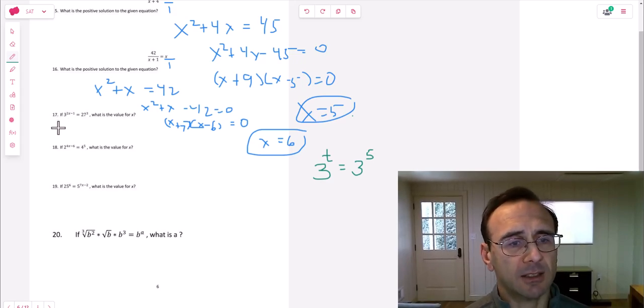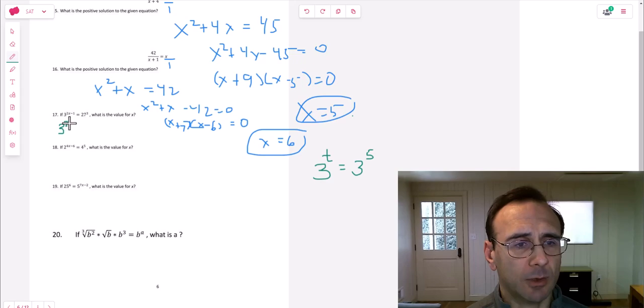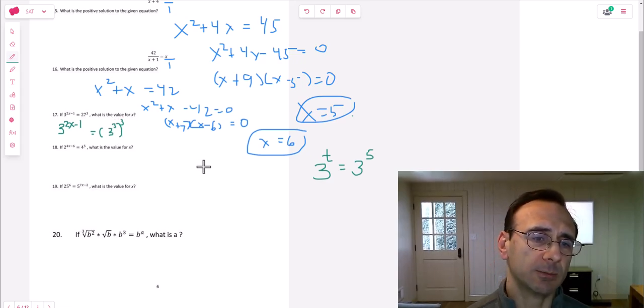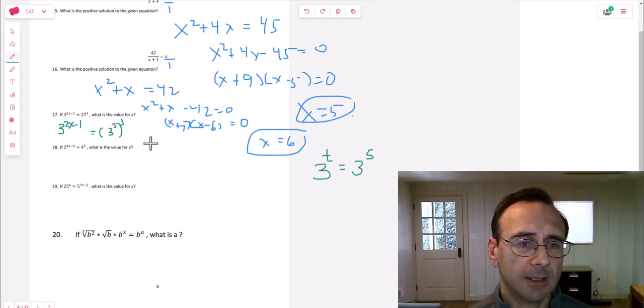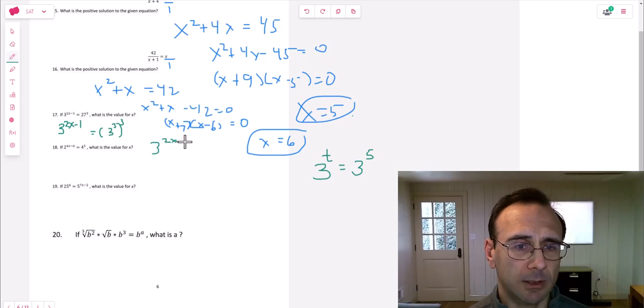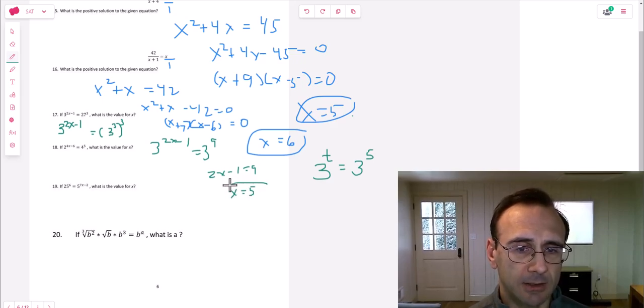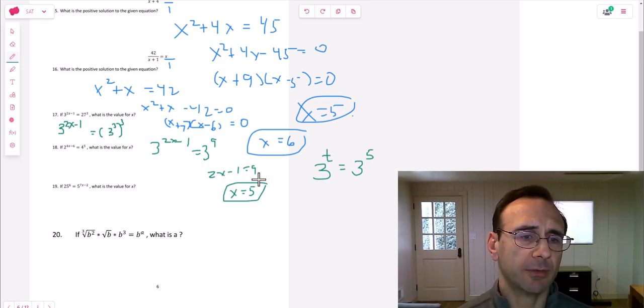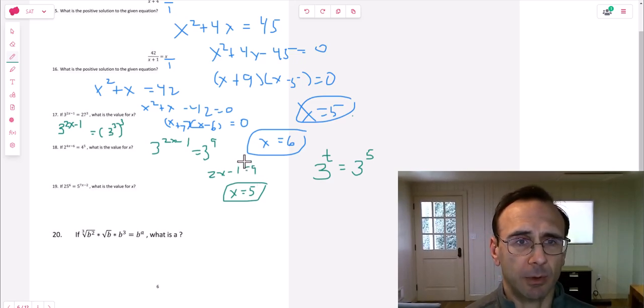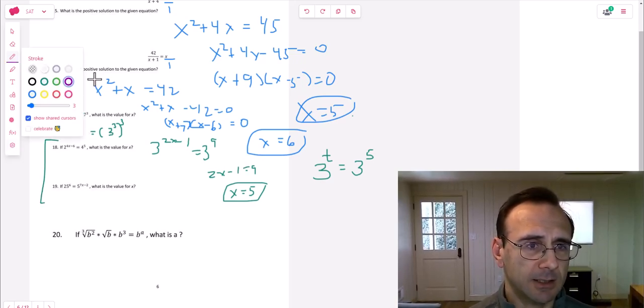Generally, you want to get both sides in terms of the smaller base. So the left-hand side will come down as is. It's the right-hand side we want to rewrite. 27 I could write as 3 cubed. And then we have to know our exponent rules, power to a power we multiply. So it becomes 3 to the 2x minus 1 equals 3 to the 9th. You can then drop the bases, bring those exponents down, say that 2x minus 1 equals 9. Add the 1 over, divide by 2, you get that x is 5. So always be looking for that common base, and again, generally you want to make both sides in terms of the smaller base. So with that, you can pause and do 18, 19.